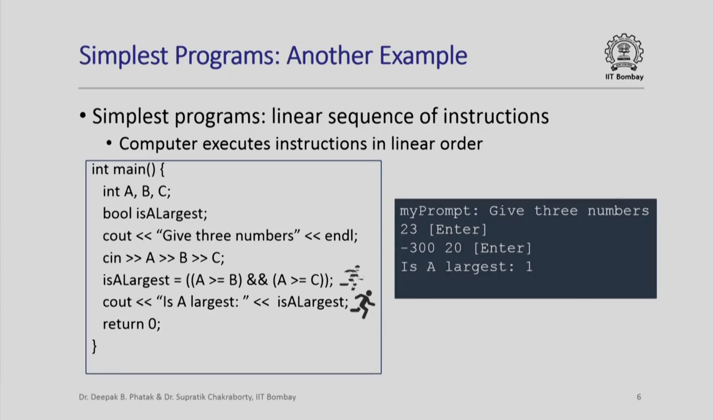After executing the statement, it executes the next output statement, and when the computer executes that, we get an output on the screen, is_a_largest colon space, and then the value of is_a_largest. For the given values of A, B and C, A is indeed the largest, so this boolean variable gets set to true, and we have seen that when you are trying to output the value for a boolean variable that is true, you are going to get 1, and after the statement is executed, the computer executes return 0, control passes back to the operating system, and you get your prompt back on your computer screen.